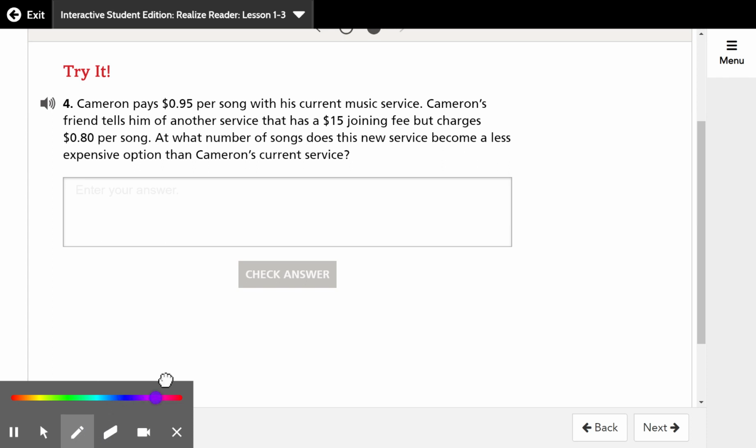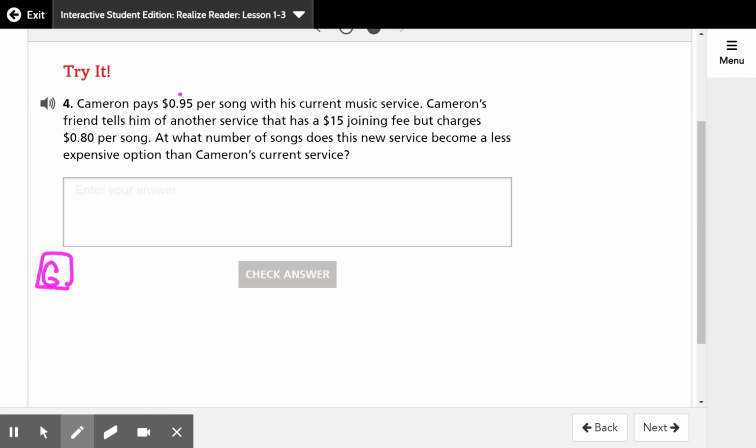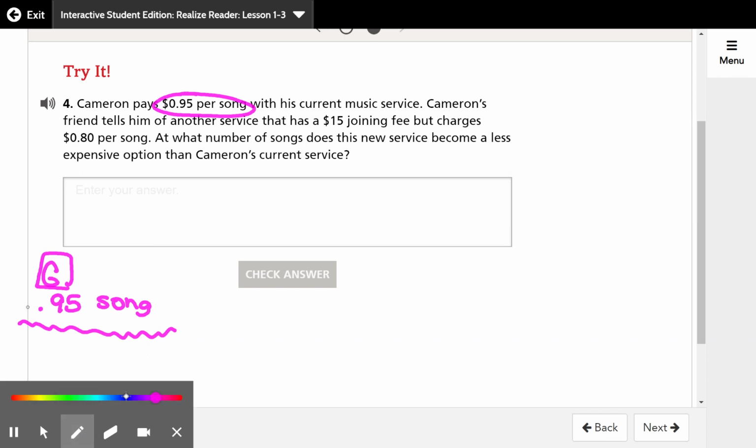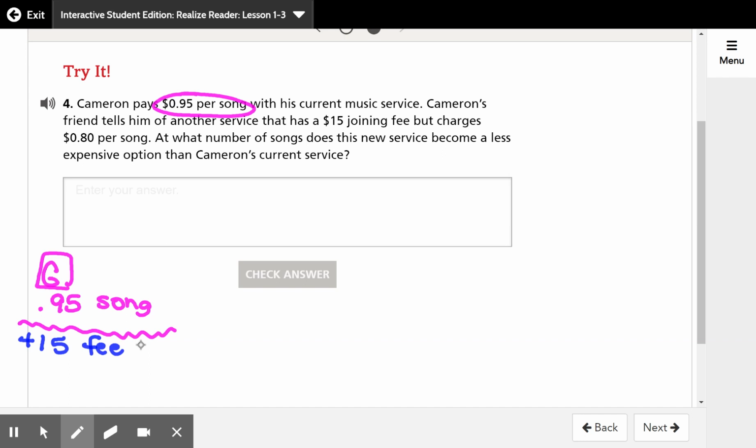All right, so if you're listening to this now, that means you've already tried it, you already attempted it. So here we go. Once again, in the given, we have a new service that we're looking into. So we have the 95 cents a song. Come up with some type of method. If you don't want to use a different color, you don't have to. In the second service, he has a $15 joining fee. Remember, that's a one-time addition. But this one has a cheaper rate per song, so we'll see if that matters.